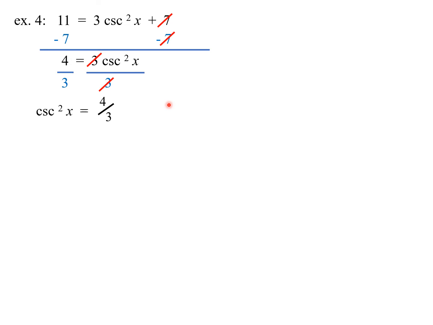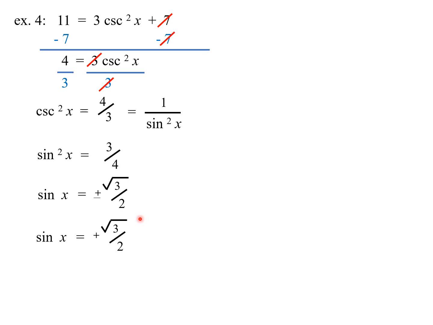Now, cosecant is one of our sines. So this is going to be 1 over the sine squared. And then I'm going to take the reciprocal of both sides. And when we do that, we're going to get the sine squared is equal to 3/4. And then we're going to square root both sides. And when I do that, I get the sine of x is equal to plus or minus root 3 over 2. Now the possible angles for this. Well, if the sine of x is positive root 3 over 2, then x can be either pi over 3 or 2 pi over 3. If the sine of x is negative root 3 over 2, then x can be either 4 pi over 3 or 5 pi over 3.